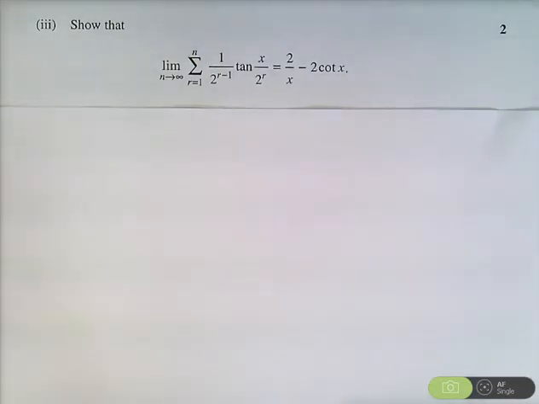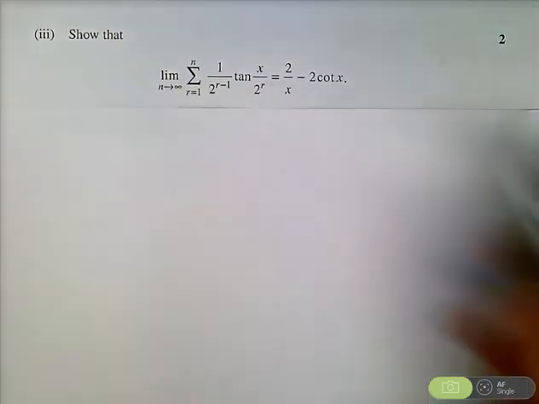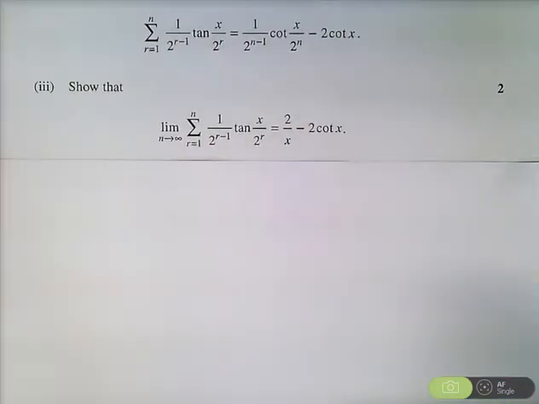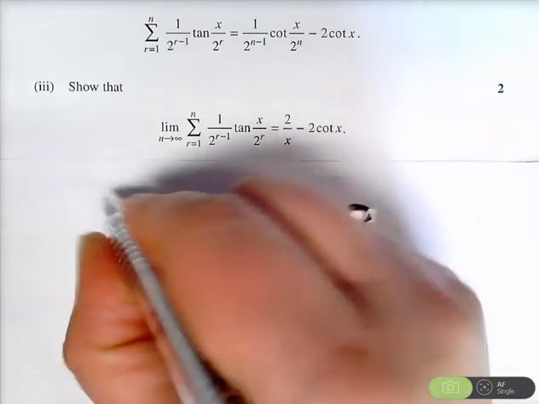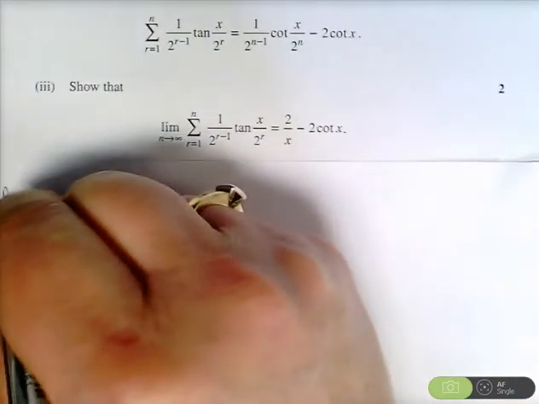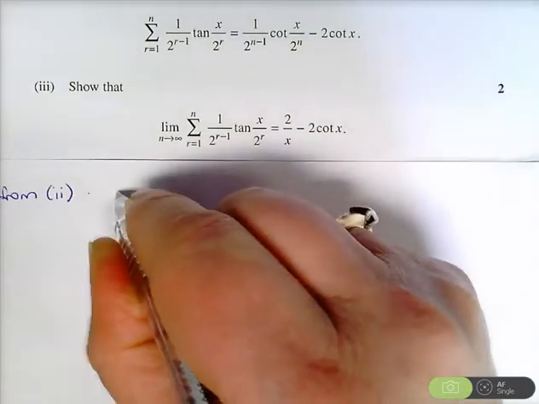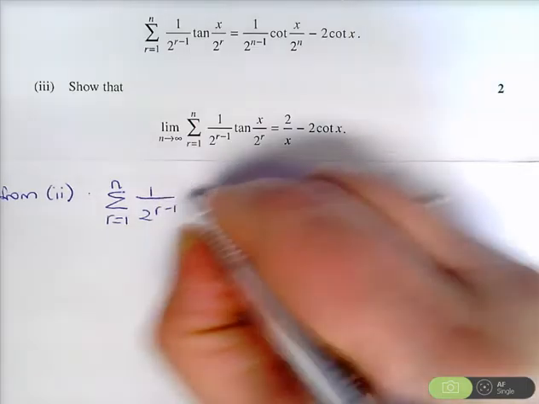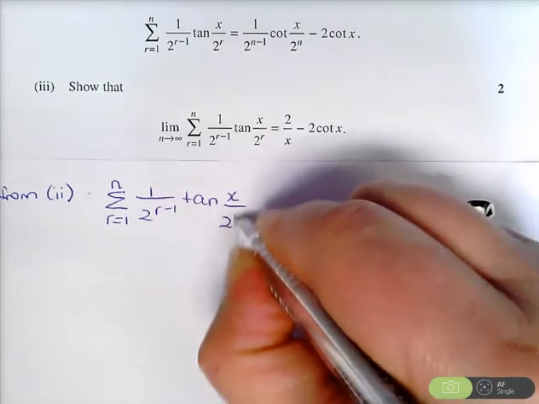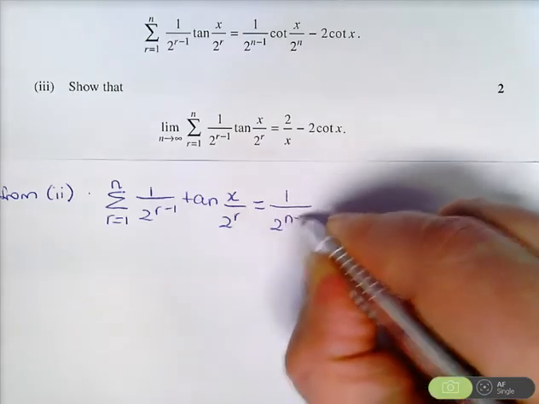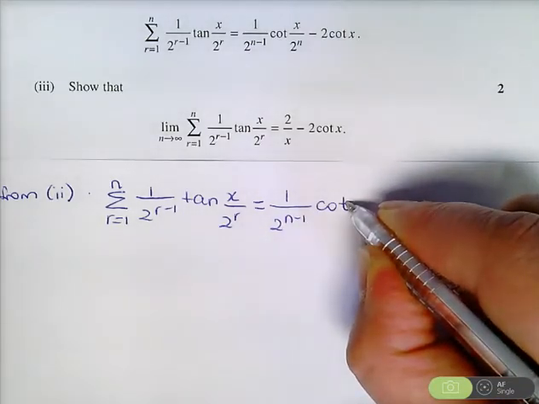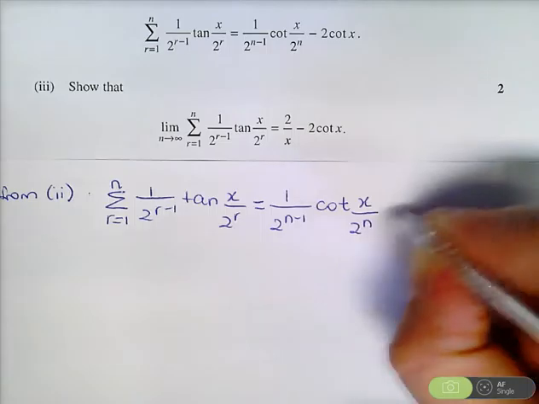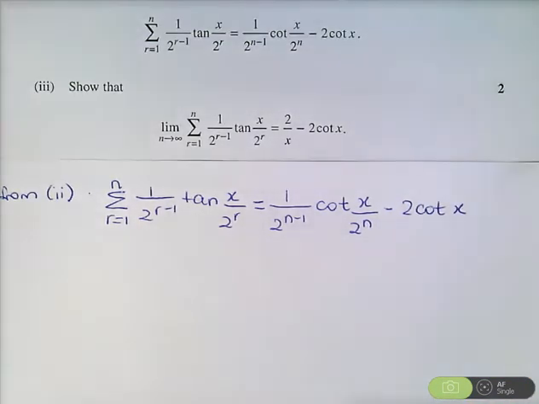Okay, let's start from part 2 with our mathematical induction. Notice we're starting with the same thing. From part 2, we know that the sum from r equals 1 to n of 1 over 2 to the power of r minus 1 times tan of x over 2^r is equal to 1 over 2 to the power of n minus 1 times cot of x over 2^n minus 2 cot x. That's from our induction proof in part 2.